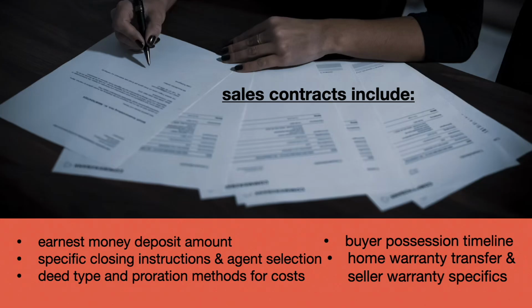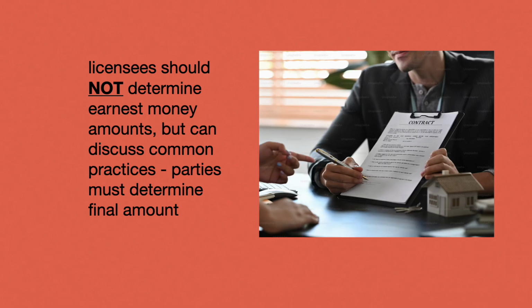Information often included in a sales contract includes the earnest money deposit amount, specific closing instructions, closing agent selection, deed type the seller will present, the proration method for rent, taxes, other closing costs, buyer possession timeline, home warranty transfer, if available, and seller warranty specifics, if offered. Licensees should not determine the amount of earnest money a buyer should give or that a seller should accept. They can discuss what ordinary practice is, but they should allow the parties to determine the amount.